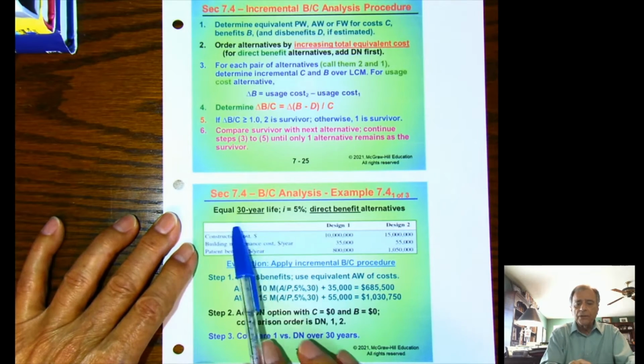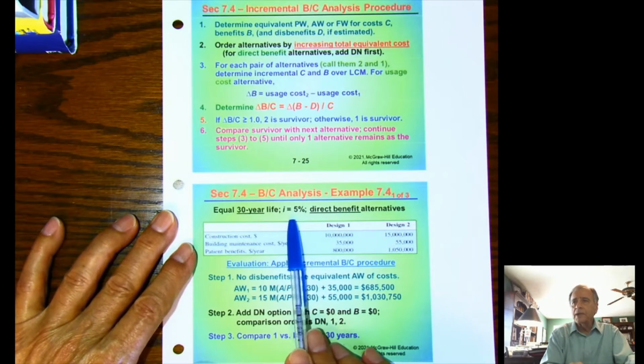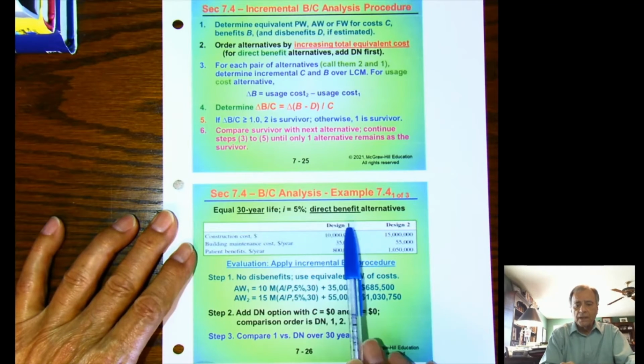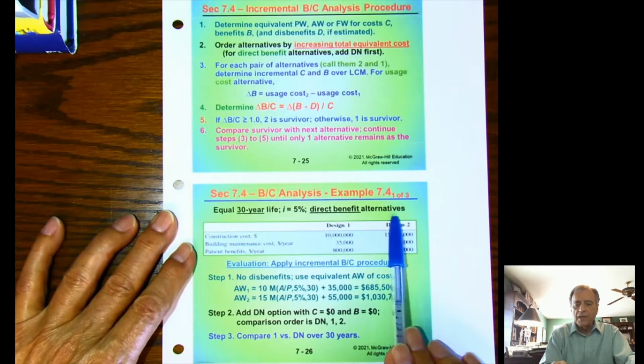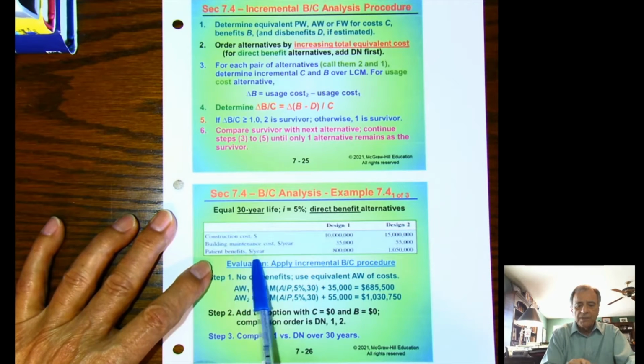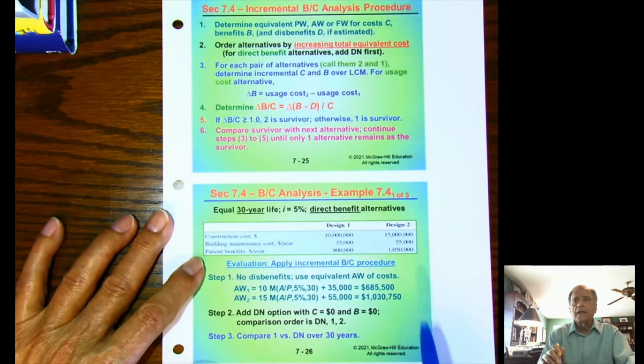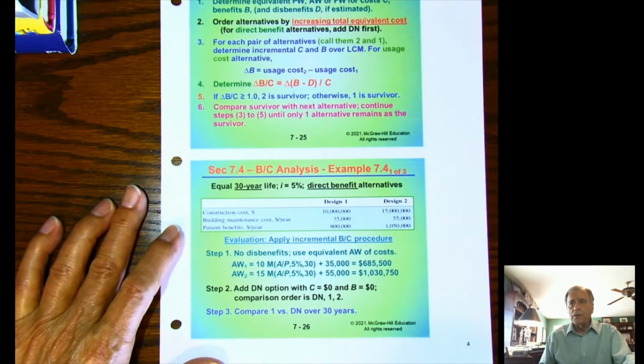All the alternatives have an equal life of 30 years. The interest rate is 5%. This is a direct benefit alternative because it says patients benefit from design 1, $800,000 a year, and from design 2, $1,050,000 a year.